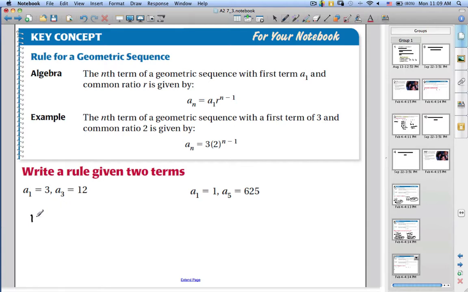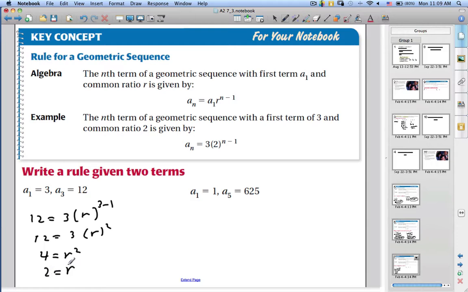So I know that 12 was equal to a sub 1, which is 3, times my common ratio, which I don't know, to the 3 minus 1 power. So I know that 12 would be equal to 3 times the common ratio squared. If I divide both sides by 3, 4 would be equal to my common ratio squared, and then I would want to go ahead and take the square root of either side. R would be equal to 2.